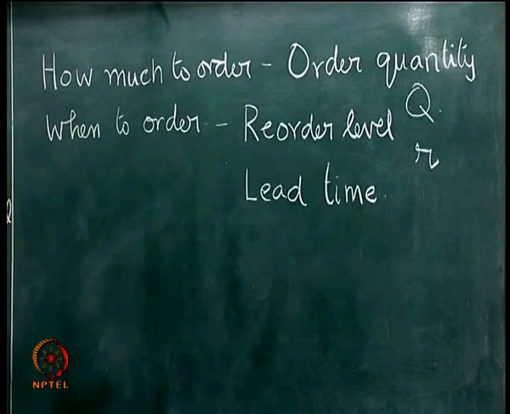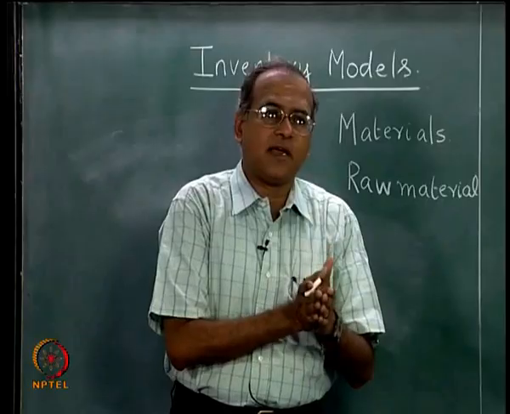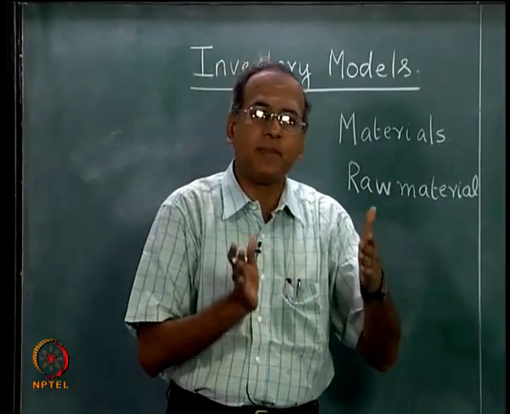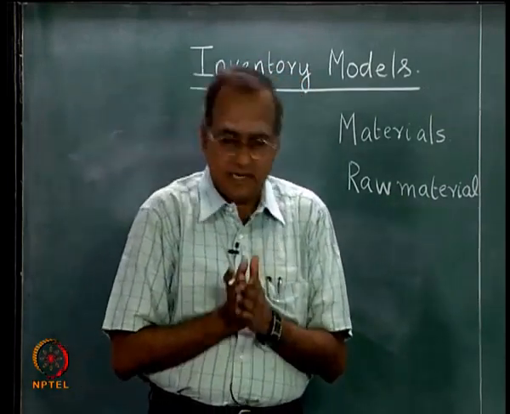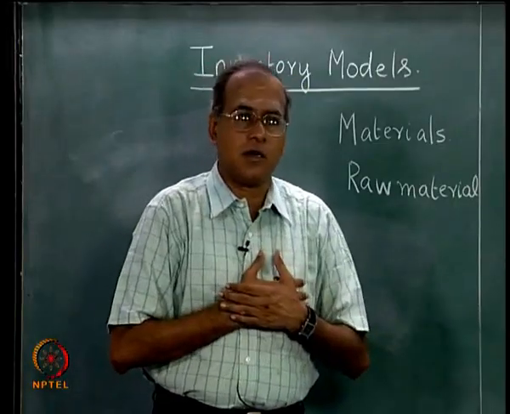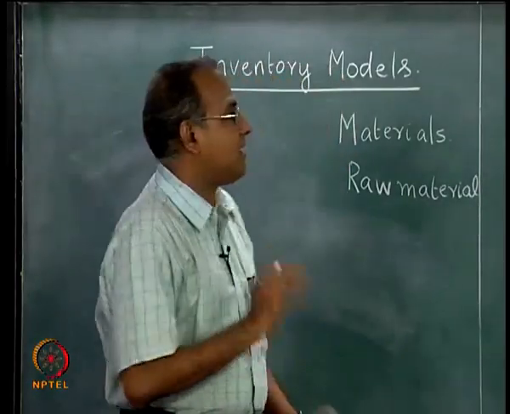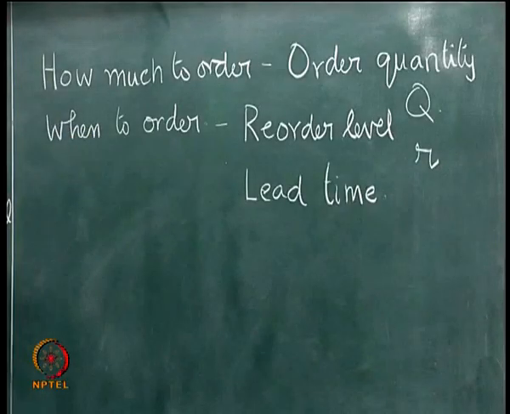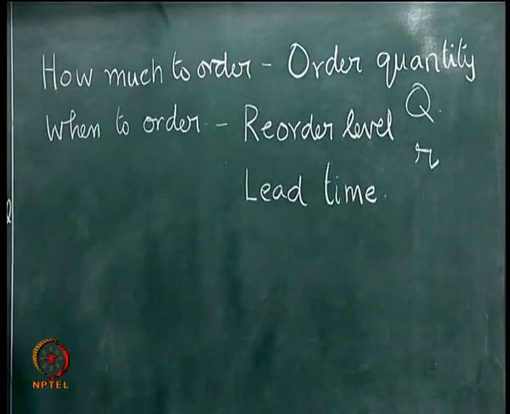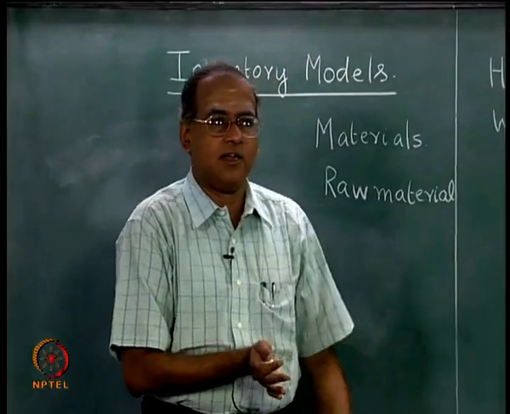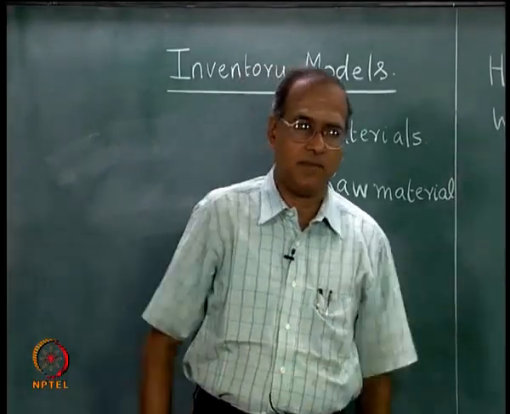So, the when to order question becomes important, because we need to place an order such that for the period taken between placing the order and the arrival of the material, which is the lead time, we should have sufficient stock to meet the demand for the item during the lead time. So, generally reorder level, or the point at which we place the order, is equal to the demand during lead time. With that quantity, we should be able to meet the demand during lead time, which is called lead time demand.